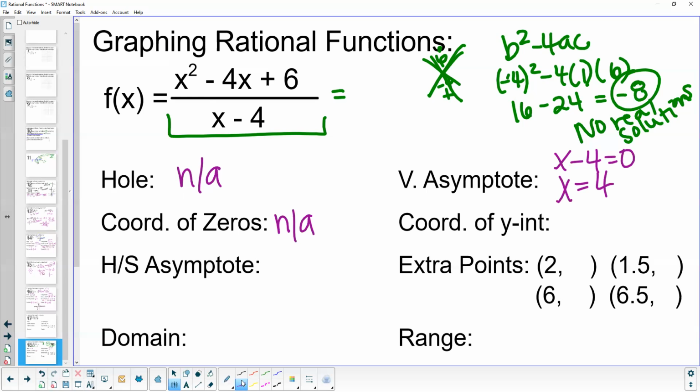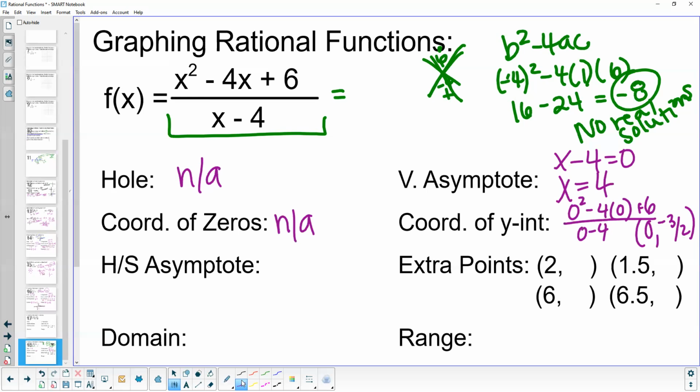That's our vertical asymptote. To find our y coordinate, we can plug 0 in. So we get 0 squared minus 4 times 0 plus 6 over 0 minus 4. And we end up getting the point (0, -6/4), which is the same as -3/2, or -1.5 there.